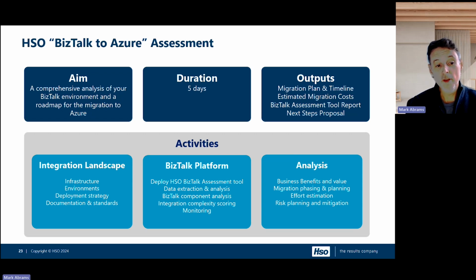And then the final part is the analysis. So we use the output of that tool, and we absolutely will share the output of that tool with you. But we use that to then start thinking about how we can plan a potential migration, what the phasing of those migrations might look like. It allows us to start thinking about that effort estimation, and also thinking about some of the risks and the challenges that we have with every migration. And I've got a later slide that goes into that in a little bit more detail.